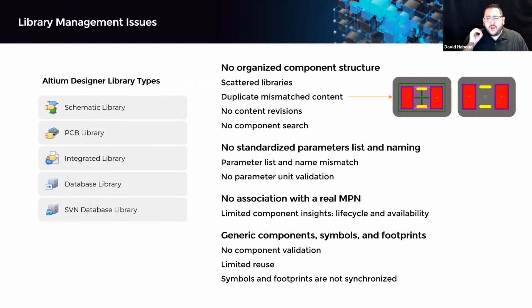On top of that, there's no association with a real manufacturer part number, which is going to limit your component insights on both manufacturer life cycle and availability. So you can't tell if this component you have created is actually available in the real world. And what we've found is that a lot of people overcome this by just using generic components, symbols, and footprints, which leads to a lot of issues because you do not have any component validation when you do that. And you have a lot of errors.